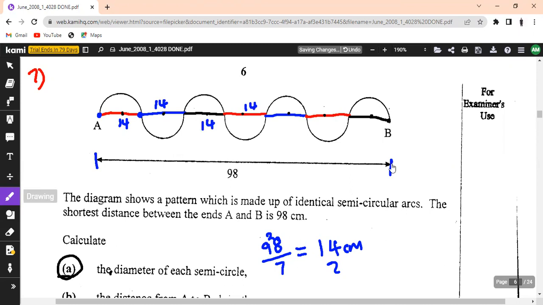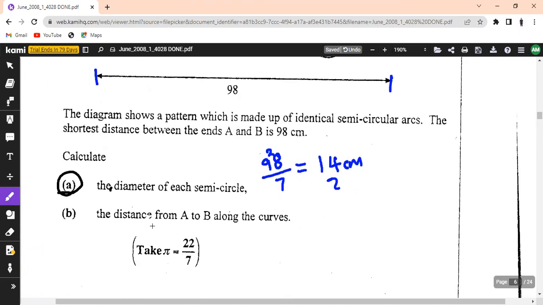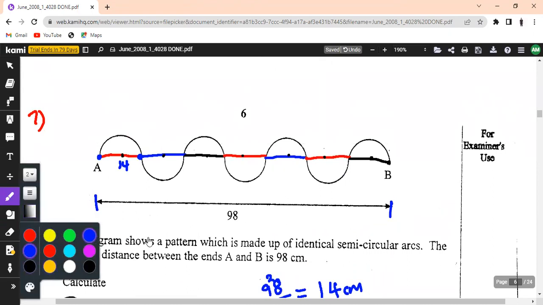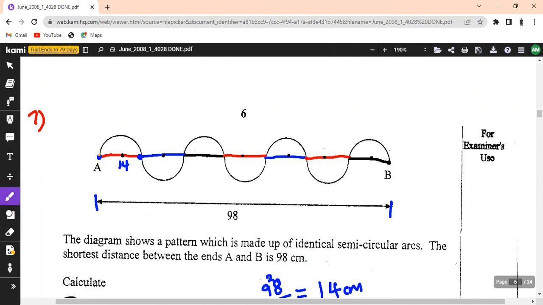All right, so that was it, guys. As you can see, it was pretty clear. You just have to understand what the presentation means. The other part, on B, is to calculate the distance from A to B along the curves. So we are talking of this distance along the curve. This is your curve, guys, the one that we are referring to. This is the curve from this point to this point. That's the first curve. And then we have this curve here, from this point to this point. It's another curve.